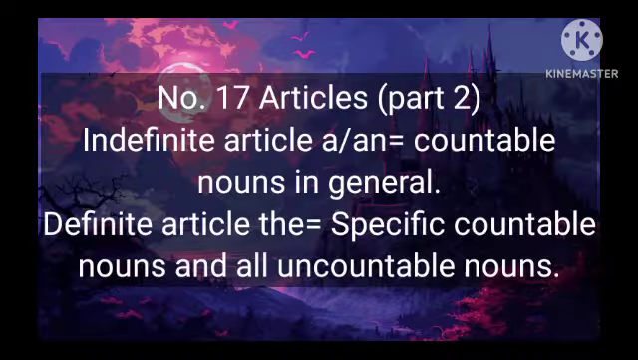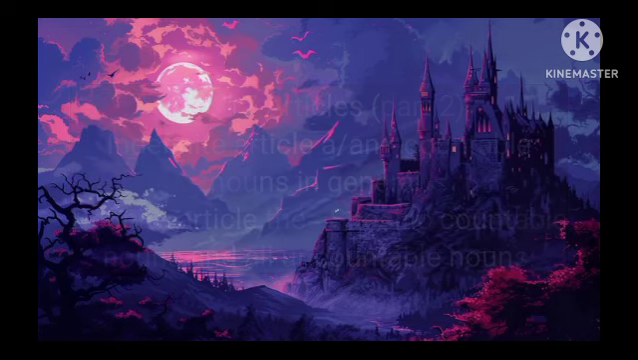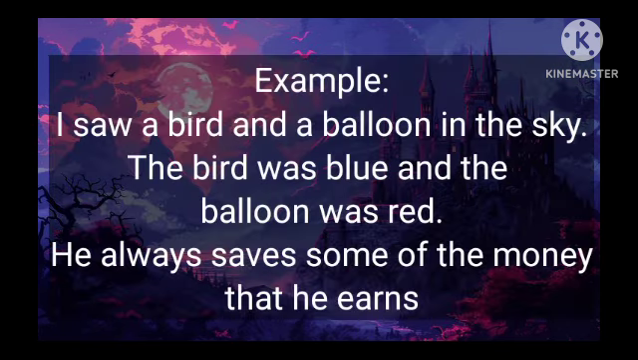Number 17, articles part 2. Indefinite articles a or an are used with countable nouns in general. The definite article the is used with specific countable nouns and all uncountable nouns. Example: I saw a bird in a balloon in the sky. The bird was blue and the balloon was red.